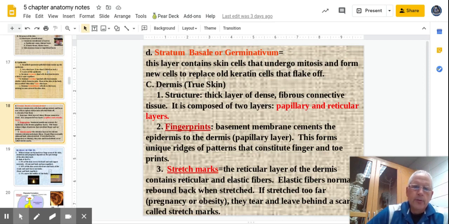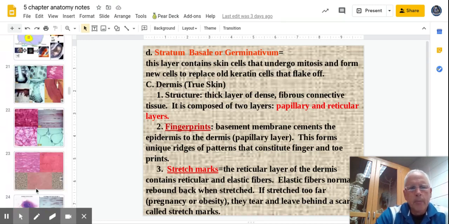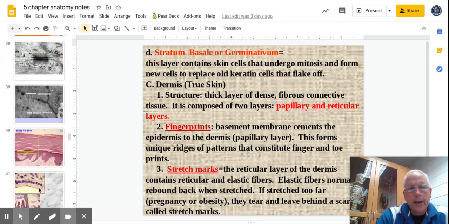Okay. Stretch marks are in the other layer below the papillary. It has elastic fiber in it. And what happens in pregnancy and in people that are obese or whatever, they stretch their skin so much that these fibers snap, just like a rubber band would snap. And then that will leave behind a scar, which is unsightly. It's not a health issue, but it is something a lot of people don't like to look at.